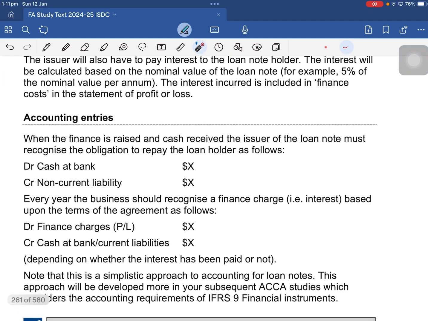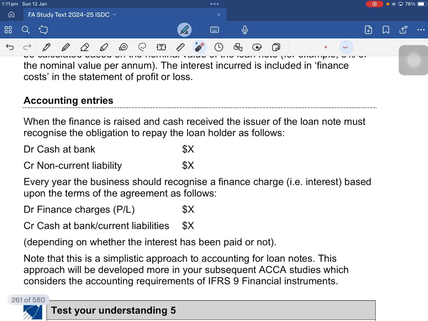Now the accounting entry is simple. You're going to get cash, so you're going to debit bank, and on the credit side there would be a liability recorded, that is non-current liability. Understood? Now loan notes don't come for free. It is just like a borrowing.